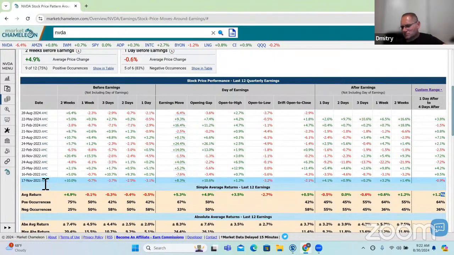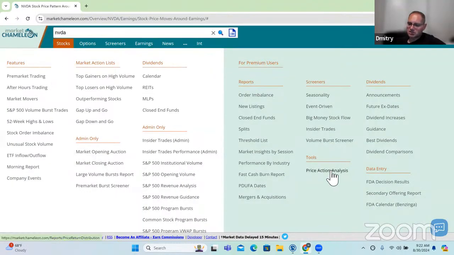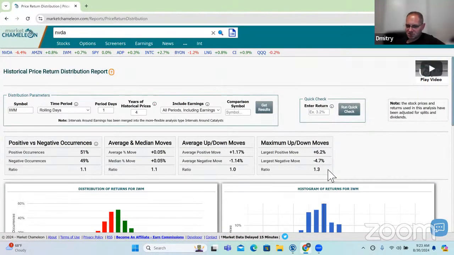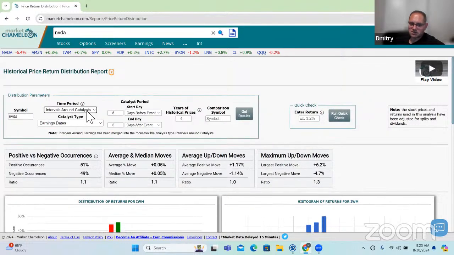Now, I'm just going to quickly move away from here for a second. I don't have a lot more time, but if you go under stocks and you go to price action analysis, now I'm on a different page for this price action analysis. And if we wanted to put in, for example, NVDA here and change this to catalyst event intervals, a catalyst event, which one of them would be earnings.